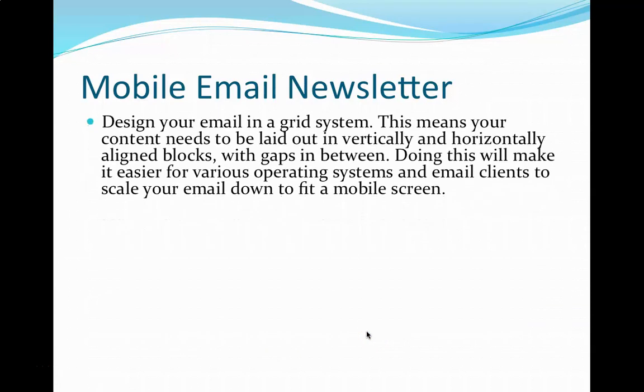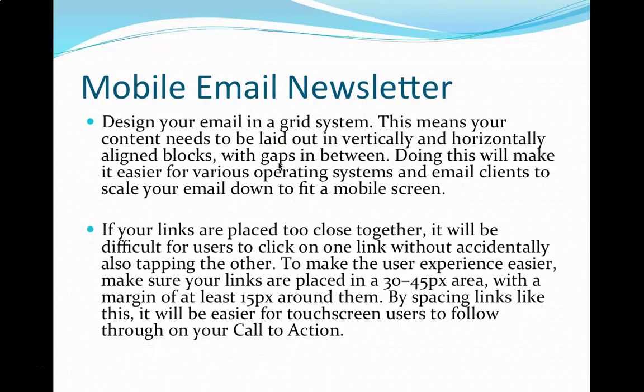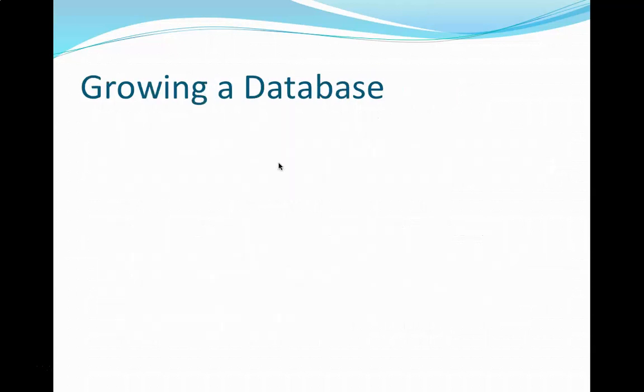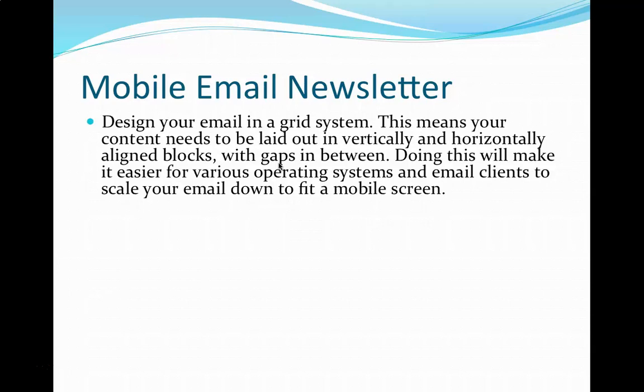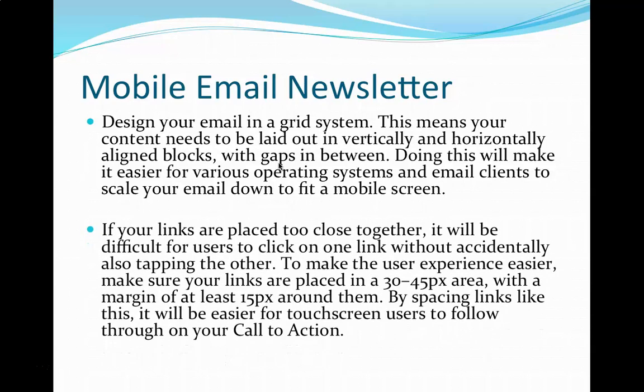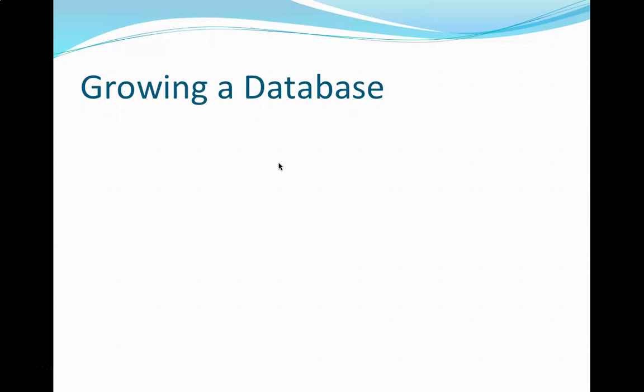Design your email in a grid system, and again a bit like a website design. So you're designing in a grid system. This means your content needs to be laid out in vertical and horizontal aligned blocks. This makes it easier to be more responsive. If your links are placed too close together, it will be difficult for users to click on one link, and I think we've all experienced that. So you want a bit of space and not too many links or calls to action. So that's just some information on mobile optimized newsletters.